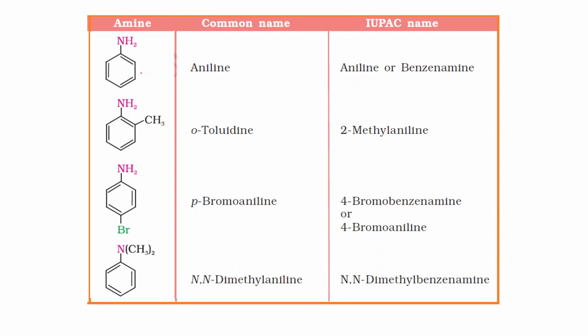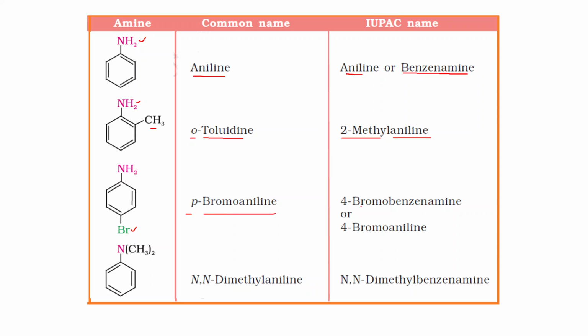Now see, this is a benzene ring, NH2 is attached, aniline. This aniline is also the IUPAC name, or you can also write this as benzenamine. Now here NH2 and CH3 at ortho position are attached. That's why in common name this is orthotoluidine. In IUPAC name this is 2-methyl aniline. Now at para position Br is attached. That's why this is para-bromoaniline.